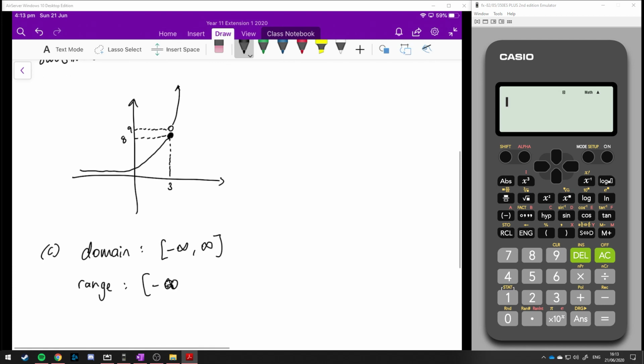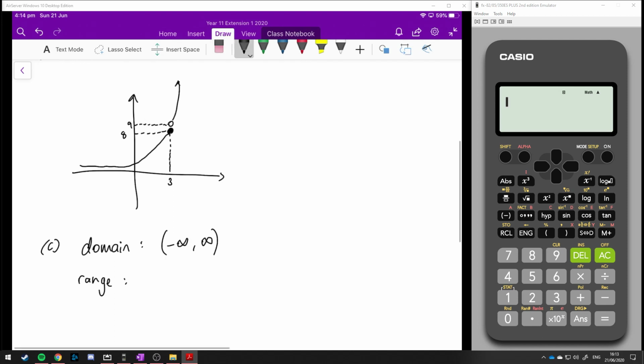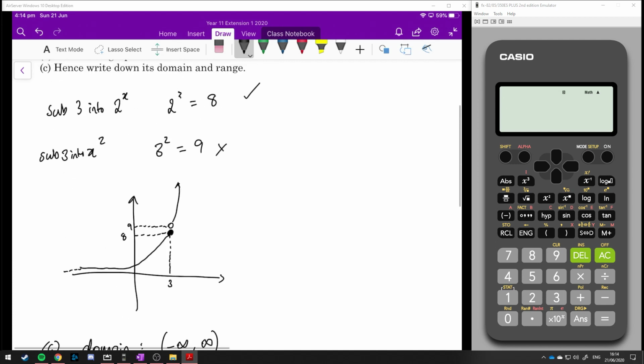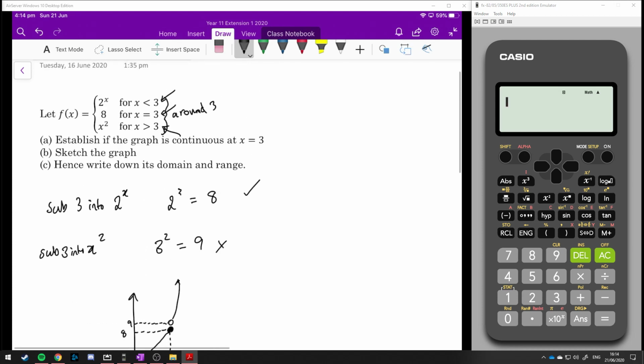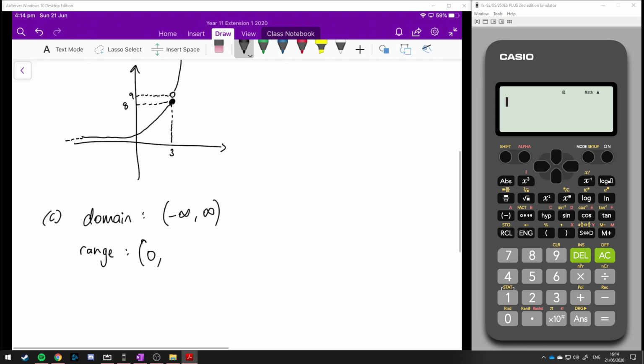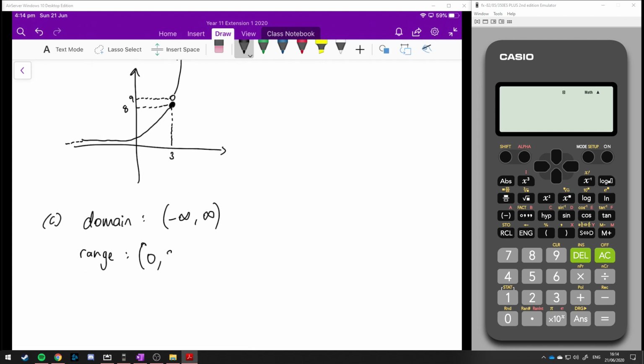So from negative infinity, oops, sorry, not negative infinity, tell a lie. And these should be open brackets, not closed brackets too. So my range: even though I can put negative infinity into this, this function never actually drops below the x-axis, because the left-hand side function is an exponential function, 2 to the power of x. So the range is going to be from 0 up to and including 8. So it's an open bracket on the 0 and a closed bracket on the 8, like that.